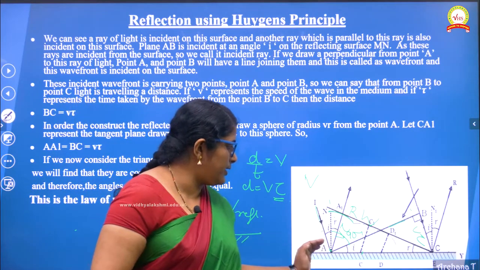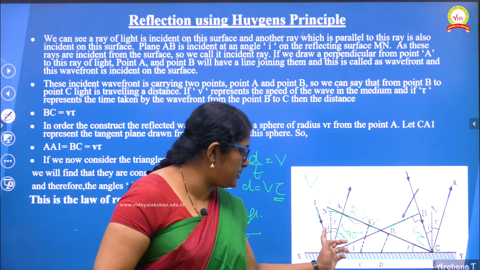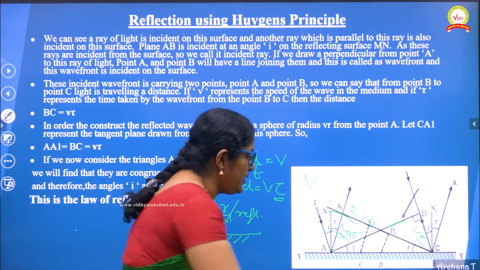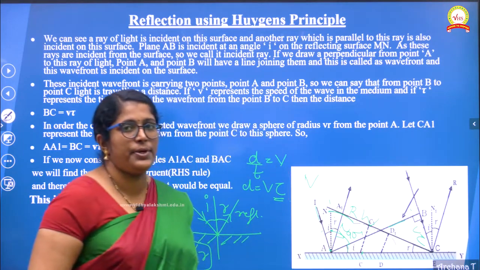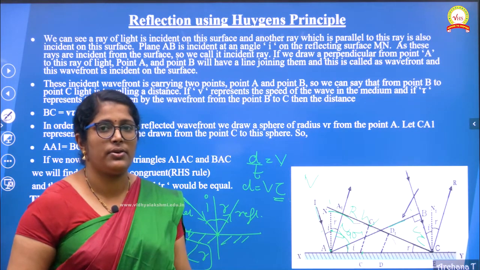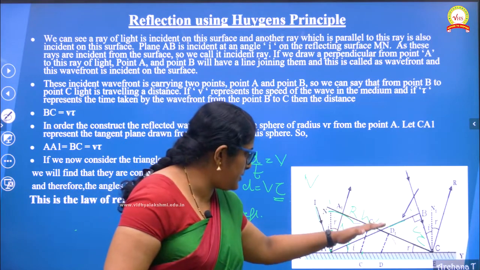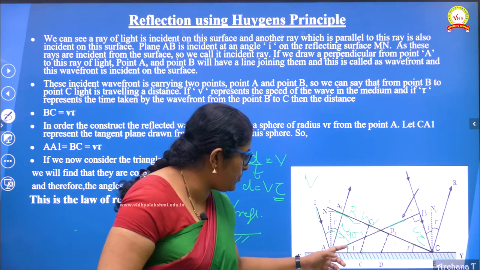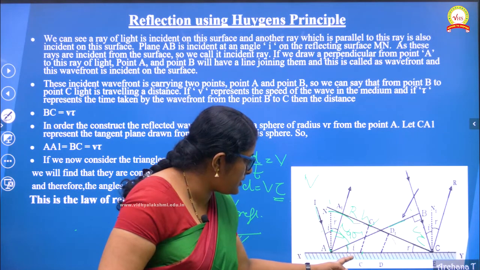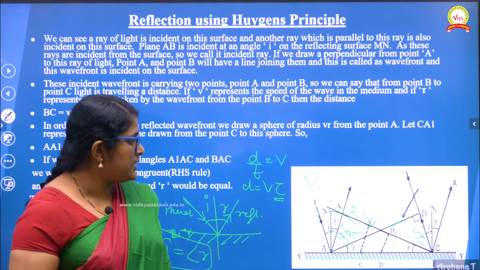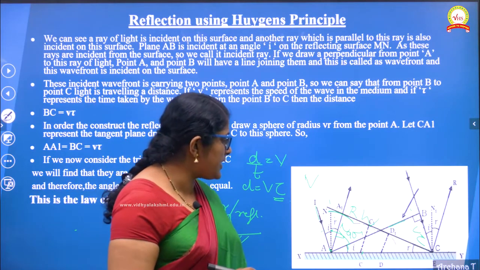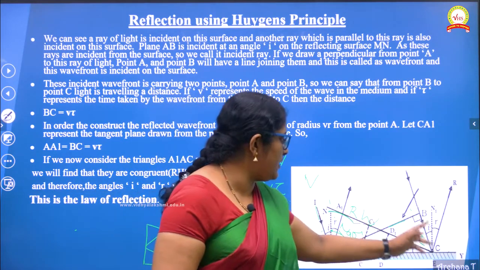So the incident ray is making 90 minus I with this. This is I, this is 90 minus I. So if this is 90 minus I, this angle definitely will be I, because 90 minus I plus I, what is it? 90. This becomes 90. So this is 90 minus I, this is I. Then only it is possible. Is it clear?